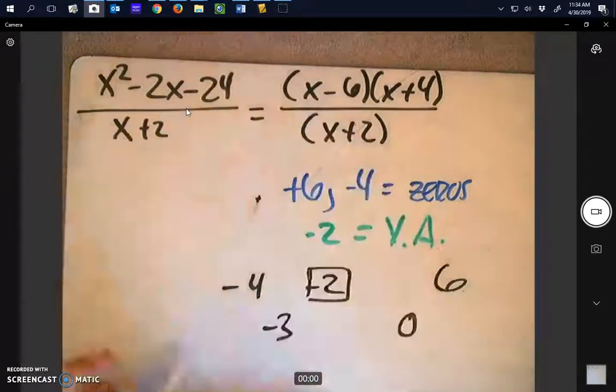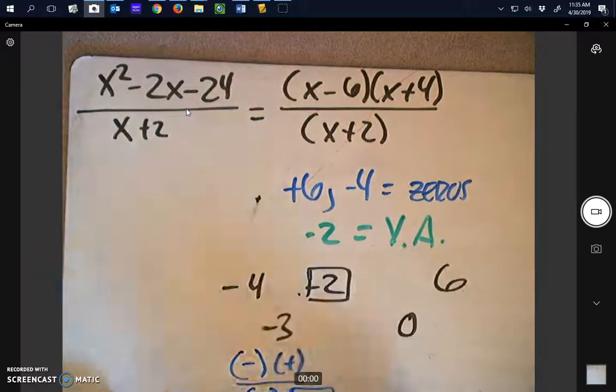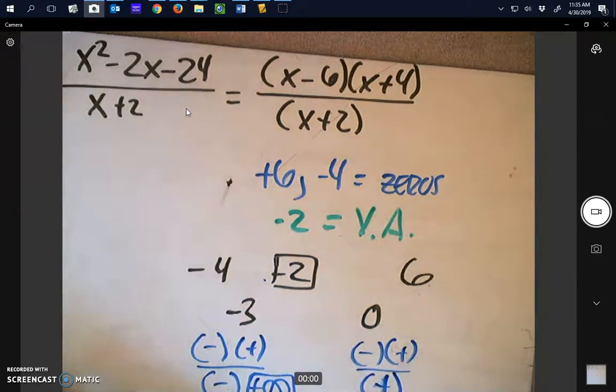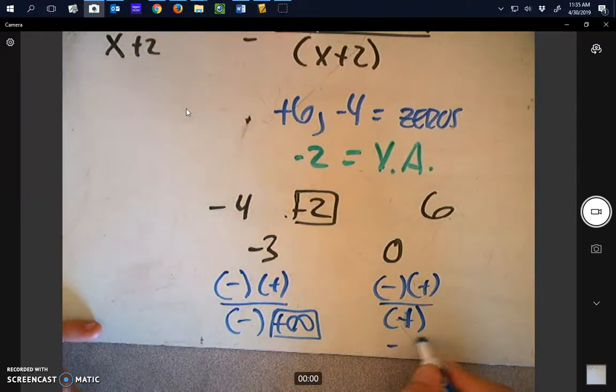Negative 3 minus 6 gives me a negative number. Negative 3 plus 4 gives me a positive number. Negative 3 plus 2 gives me a negative number. So my answer is negative over negative gives me positive infinity on this side. On the right side, we have 0. So 0 minus 6 is negative. 0 plus 4 is positive. And 0 plus 2 is positive. And so negative over a positive gives us negative infinity.